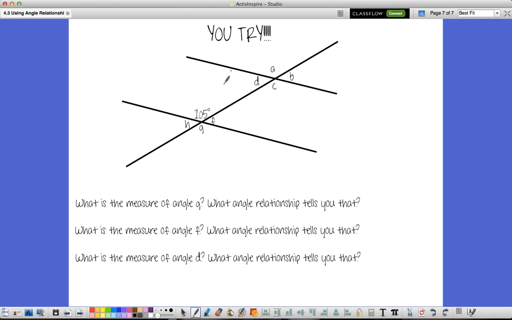So what you're going to do is figure out the measure of angle G and then what angle relationship tells you that. Is it the fact that they're vertical? Is it the fact that they're supplementary? Are they alternate interior, alternate exterior? I want you to find the measures of angles G, F, and D and then tell me what relationship told you how much each of those angles are.